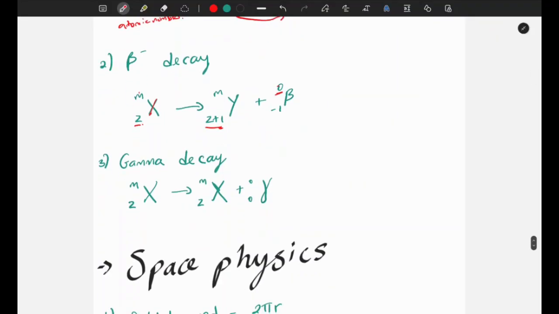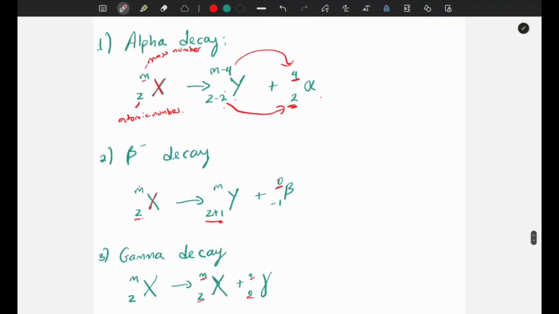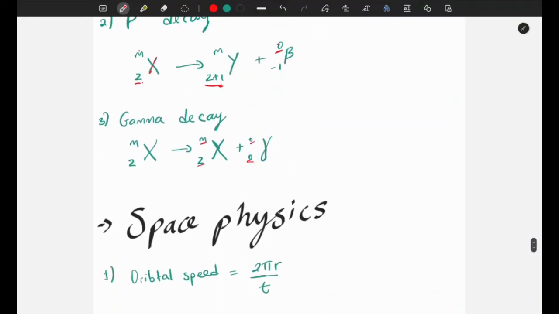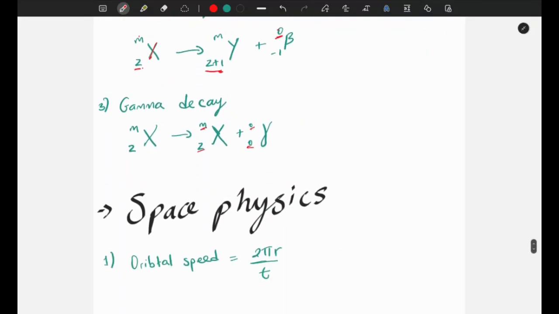For a gamma decay, we understand that gamma is an electromagnetic wave, so it has no charge and no mass. The gamma particle released is going to be 0, 0, so the mass number is the same and the atomic number is also the same. Nothing changes. These are the three decay equations, and they are very popular, especially in multiple choice, so make sure to know them.